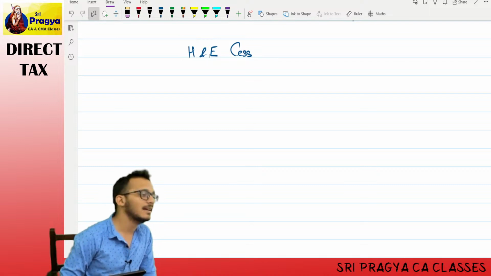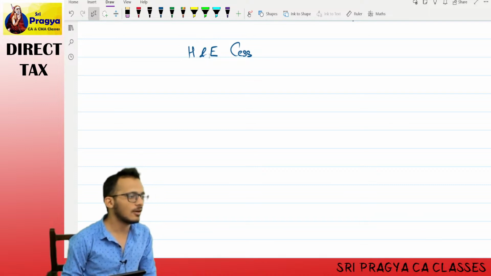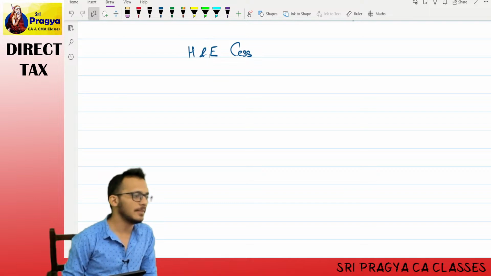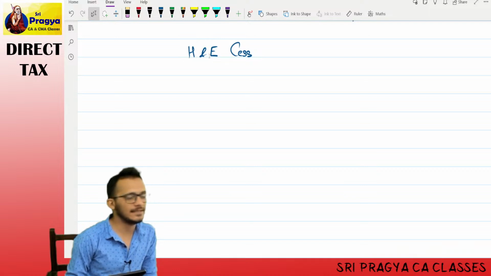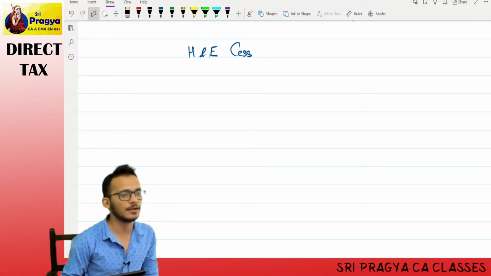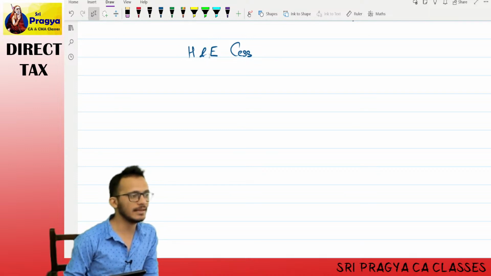Which is why, instead of calling it a tax or surcharge or rebate, we now call it cess. And since we have put a name against it, whatever money gets collected here will only go for health and education development.